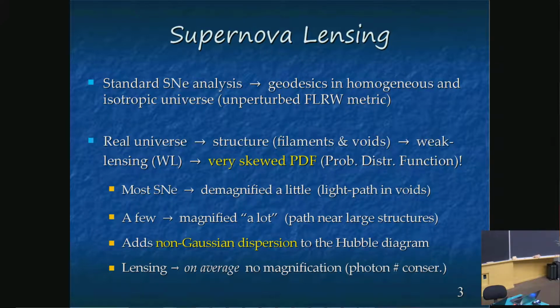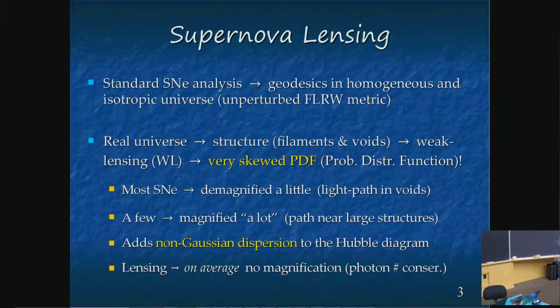Most supernovae get a bit demagnified because the universe is mostly void if you think in volume terms. So if you go through a void, you get demagnified. A few supernovae will be highly magnified, and highly magnified for me means maybe 10%, 20% magnified, because they pass through clusters or close to clusters. And that's what I'm saying: if you look at the Hubble diagram, there will be a non-Gaussian dispersion.